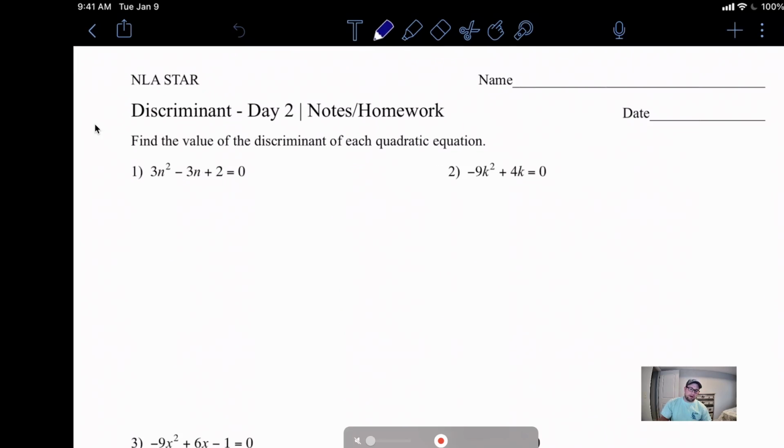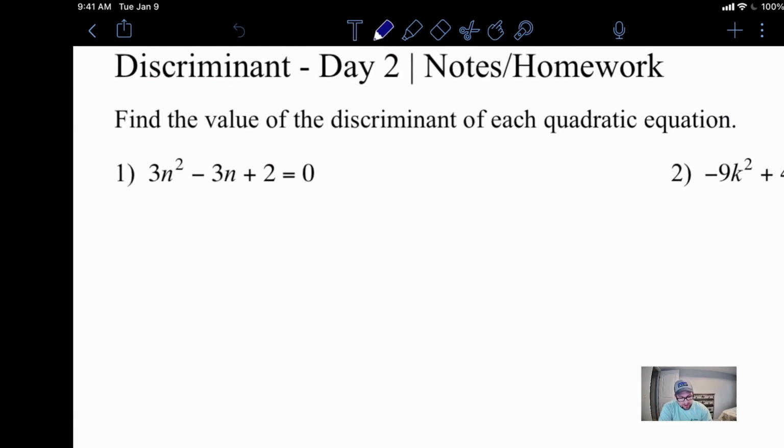We're going to be doing our second day talking about the discriminant, which we started talking about yesterday. Now, yesterday, what we found is that in order to find the discriminant, we need to use the formula b squared minus 4 times a times c. That is our discriminant formula, and that always gave us a number. So let's go through on this first problem and do it.